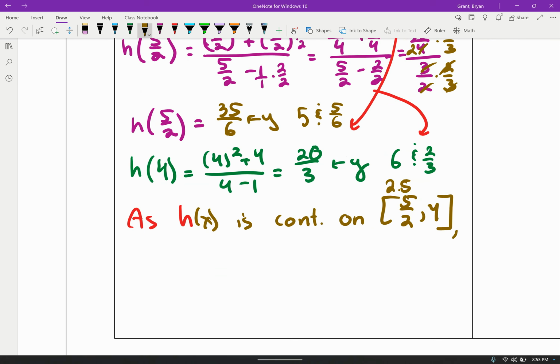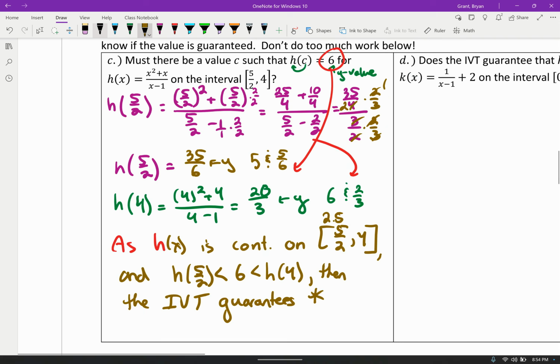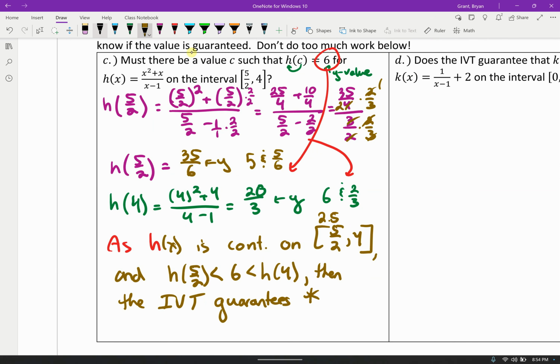So as h of x is continuous, and let's take our endpoints. Okay, which one's the smaller endpoint? H of 5/2 is less than the 6 that they asked about, which in turn is less than h of 4. Then the IVT guarantees, and I'm going to be lazy here because I'm kind of running out of time and I just don't feel like writing it, but you probably should. I'm just going to put a star kind of up here, a value c such that h of c equals 6 on this interval. And that's it.